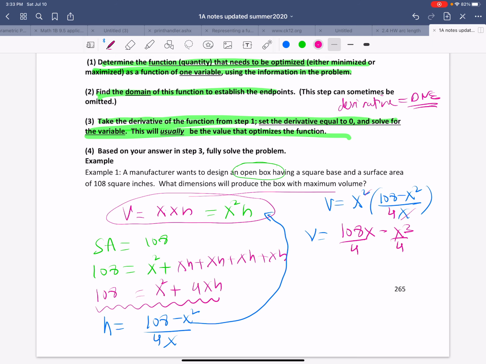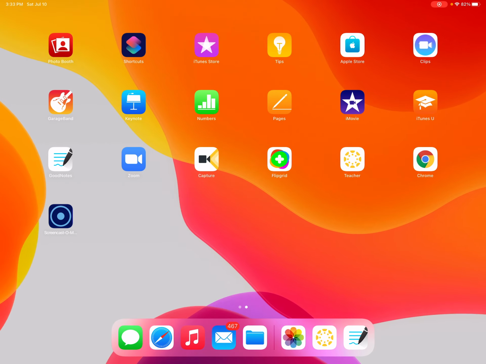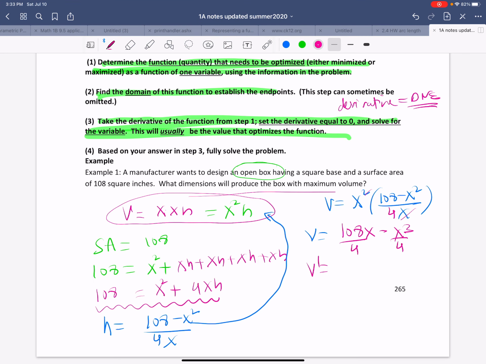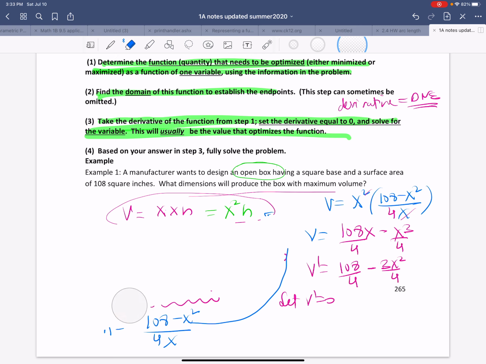Now we do have the right hand side in one variable. I'm going to go ahead and do the derivative, find the V prime, and then set that derivative equal to 0. So V prime would be 108 over 4 minus 3x squared over 4. Now to find the maximum or minimum, set V prime equal to 0. Let's set the derivative V prime equal to 0.